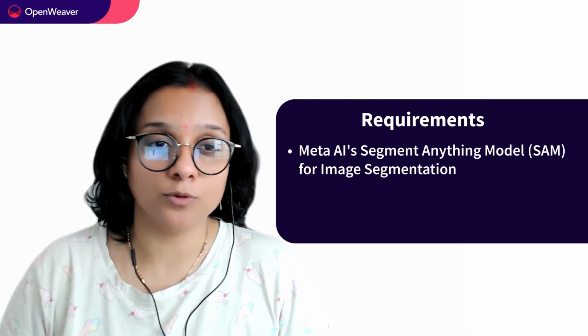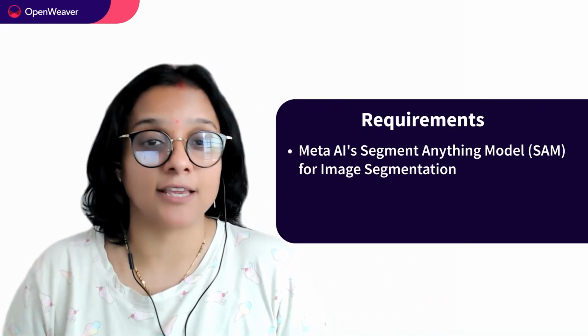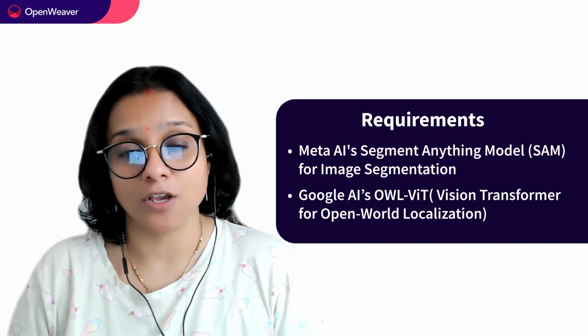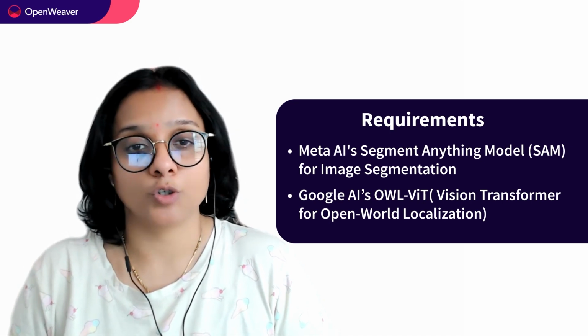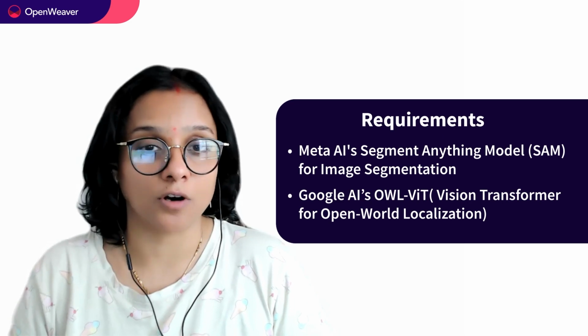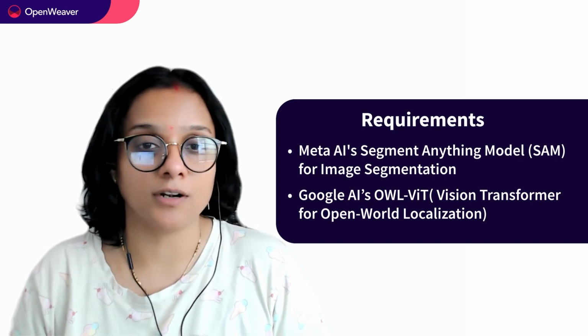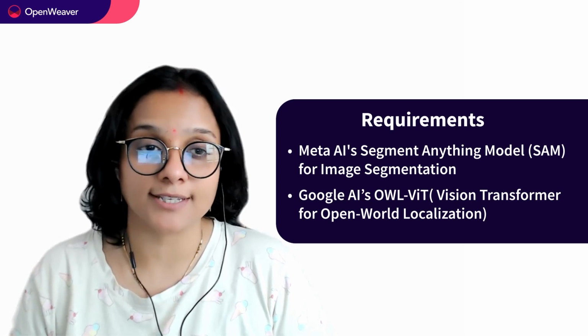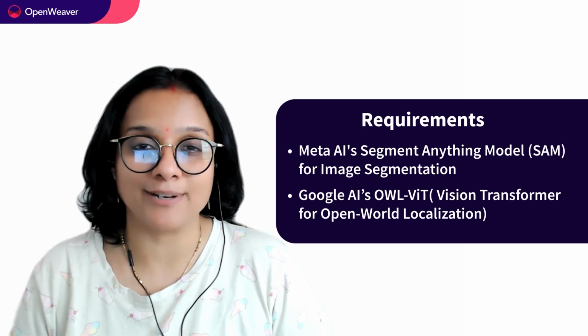Hello. Hope you are excited to build your own image segmentation application. To build this application, you would need the following. First of all, we will use Meta AI's Segment Anything model for image segmentation. Second, we will use Google AI's OWL-ViT, short for Vision Transformer for Open-World Localization. So it's a zero-shot text-conditioned object detection model that can be used to query an image with one or multiple text queries. Everything that you need is already available in the Kandi kit.